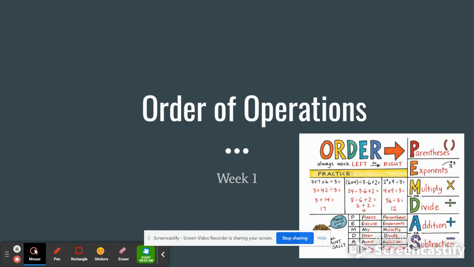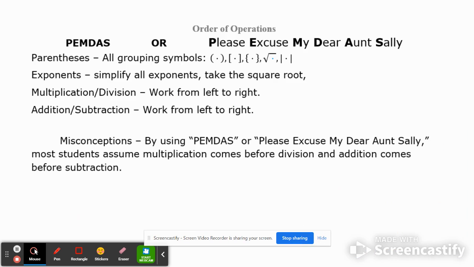Hi, and welcome to our lesson over order of operations. I know that this is something that you have learned before, but it doesn't hurt to go back and have a quick review, just to go over what we already know, and also to talk about some teaching strategies as well.